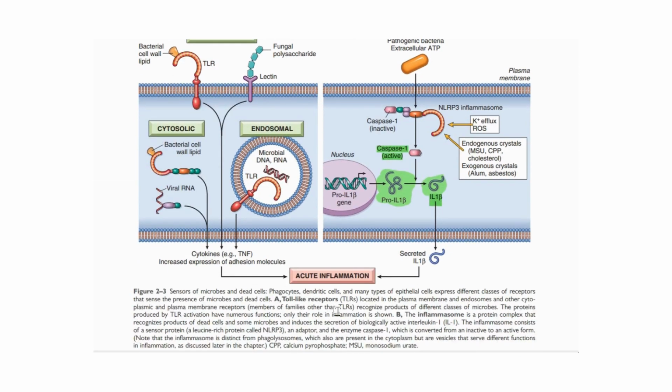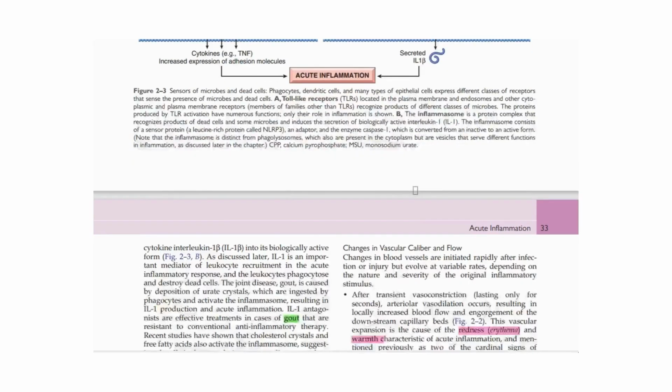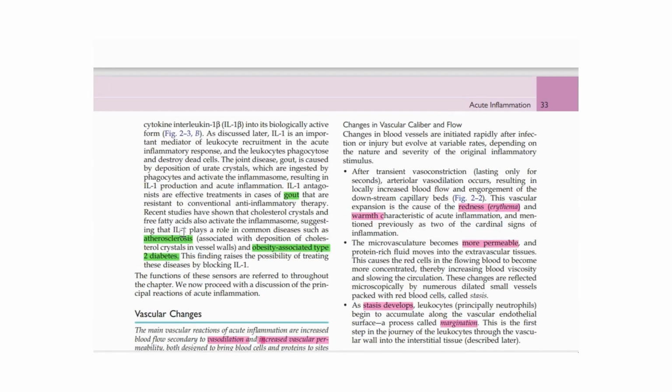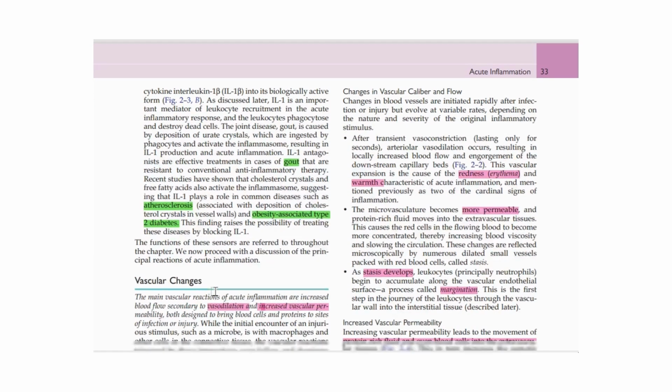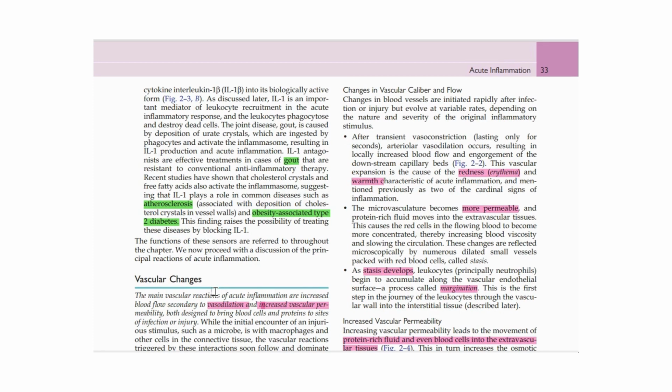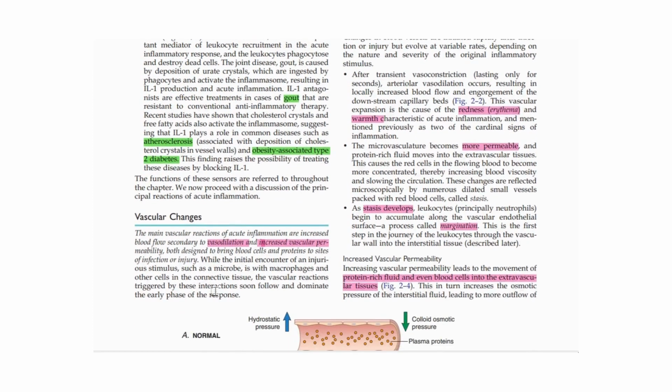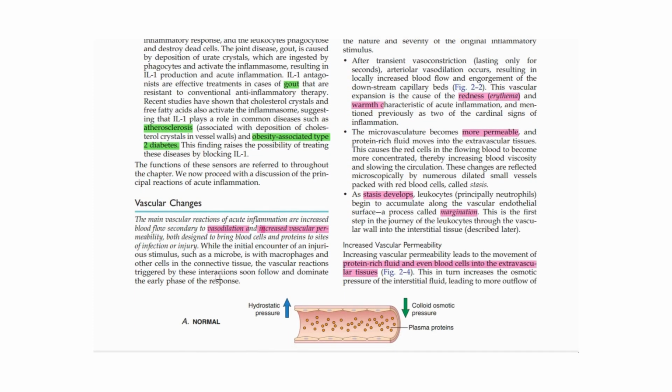These inflammasome receptors and interleukin 1 beta are also associated with many diseases such as gout, obesity-associated type 2 diabetes, and atherosclerosis. So we have to block the function of interleukin 1 in these diseases. Now I have to discuss the vascular changes in acute inflammation. There are two main vascular changes, vasodilation and increased vascular permeability.